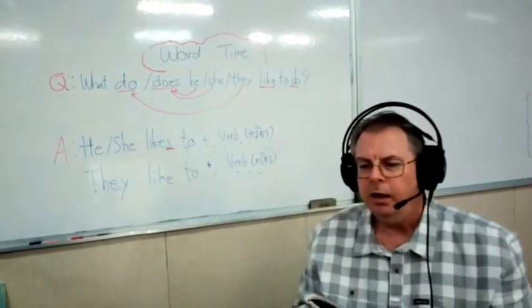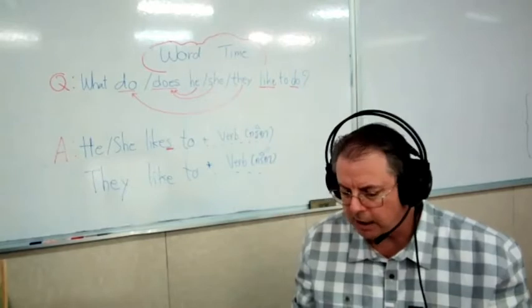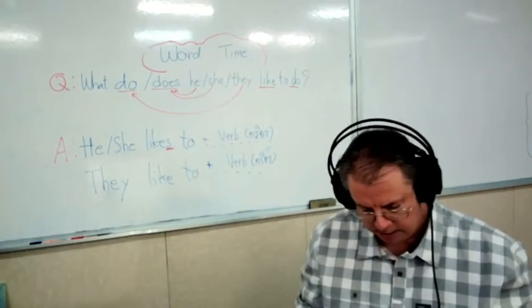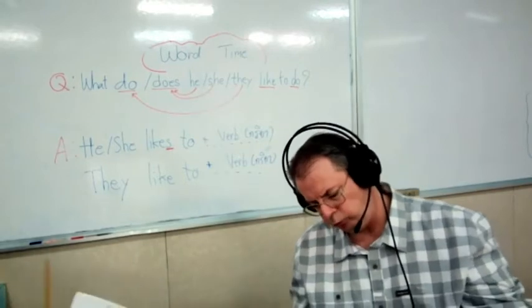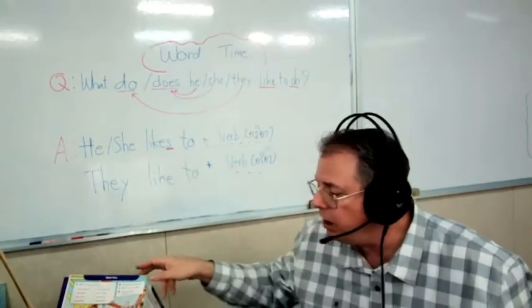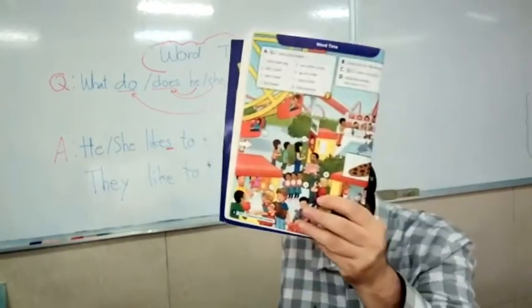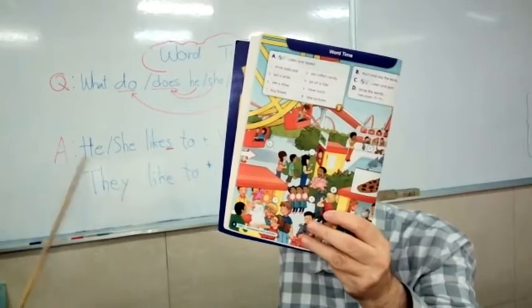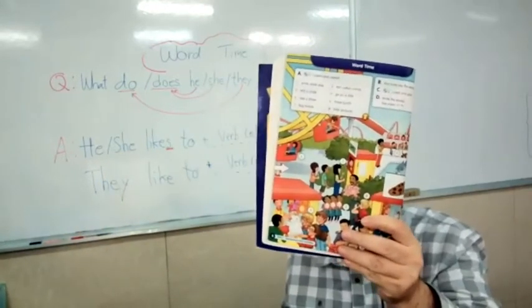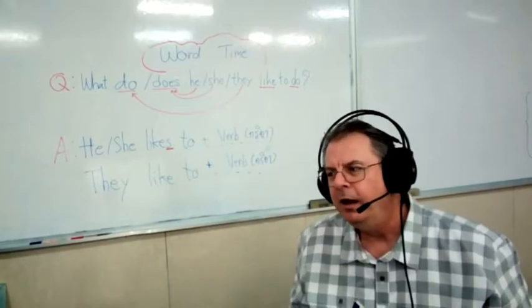Oh, BQ. He's got his hand up way high. BQ, now your turn. Number eight. Is it a she or a he? She, what does she like to do? What does this girl like to do? She likes to take a photo, take pictures. Right. Photos would still be correct, but in our book we have take pictures. Okay, good job. Next one.